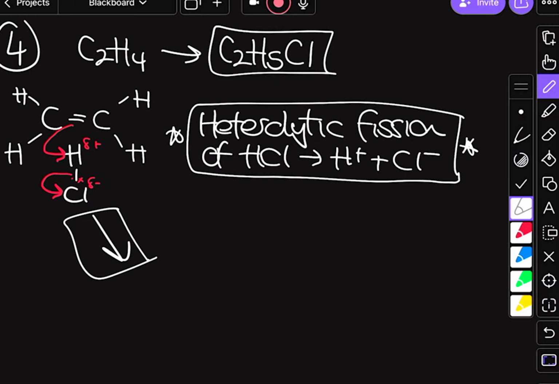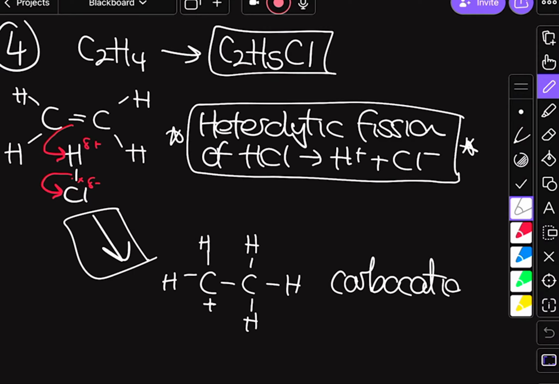So the products of our first step will look like this. So you should now in your head be saying the label that's going to go onto this. So every time we write this, we write carbocation next to it. And we now have a chloride ion down here. So this has gotten the extra electron that was in the covalent bond, and it is now a full negative ion.